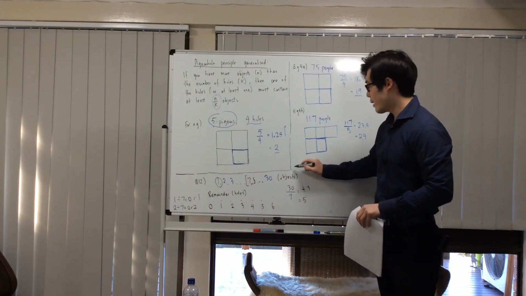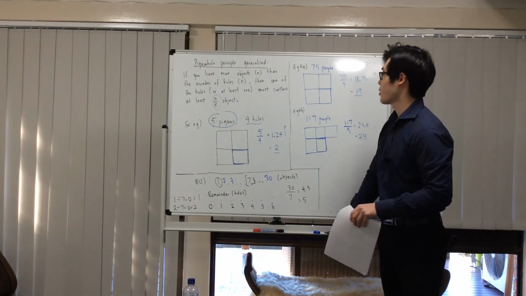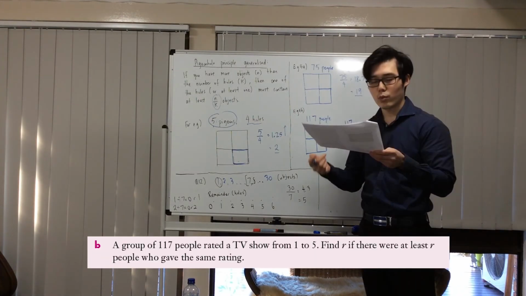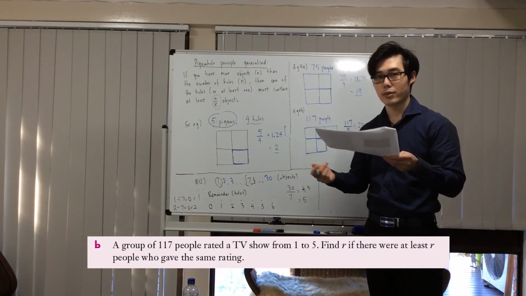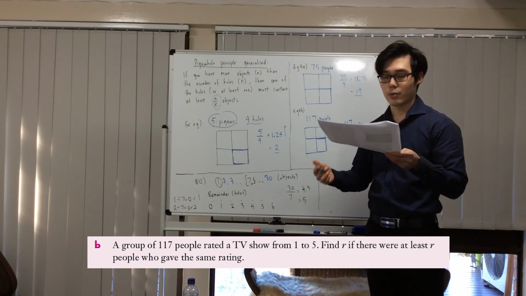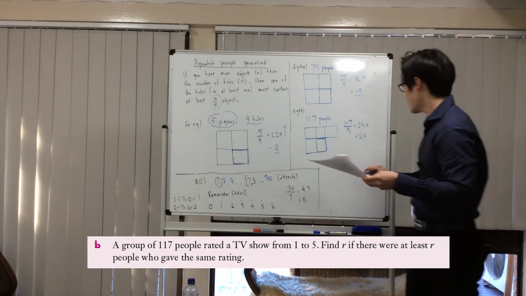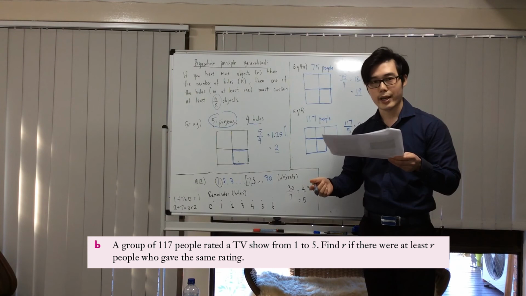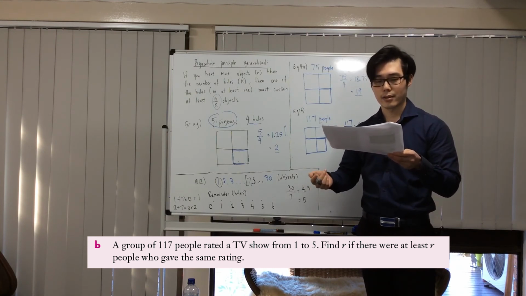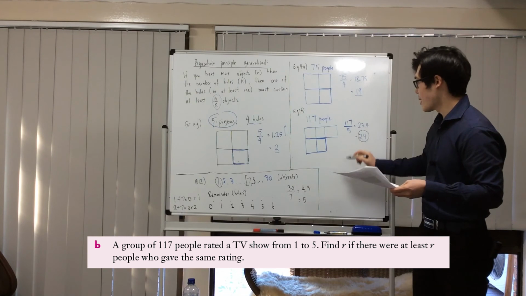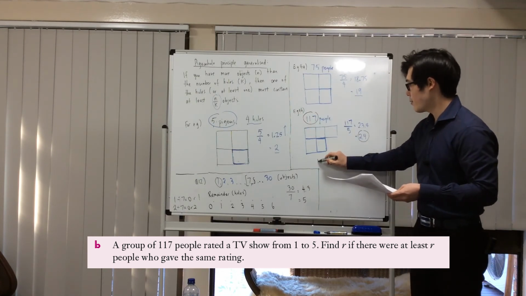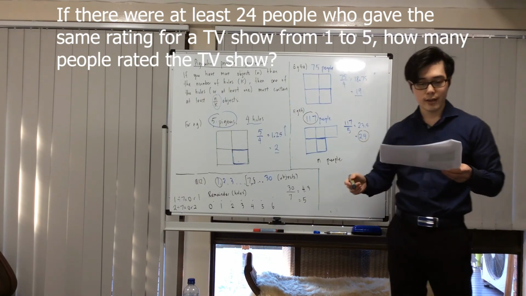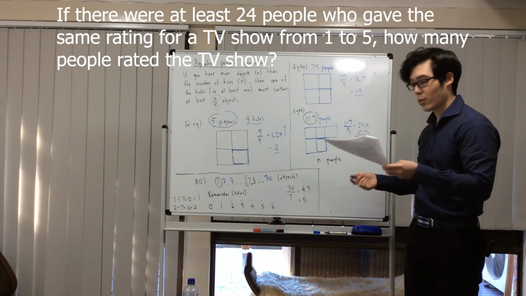Okay, so I have one final question to go through with you girls. Let's go back to example 4b. What if the question was: a group of a certain number of people that we don't know rated a TV show from 1 to 5. If there were at least 24 people that gave the same rating, how many people rated the TV show? In other words, we don't know that number 117. So if there are n people, and we know there are at least 24 people that gave the same rating from 1 to 5, how many people were there?